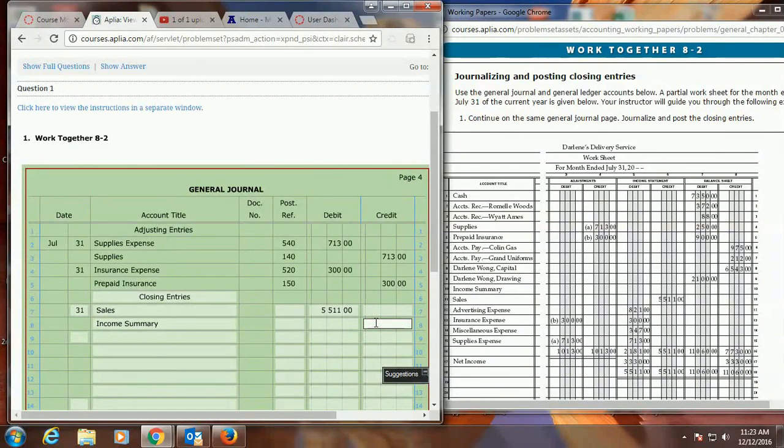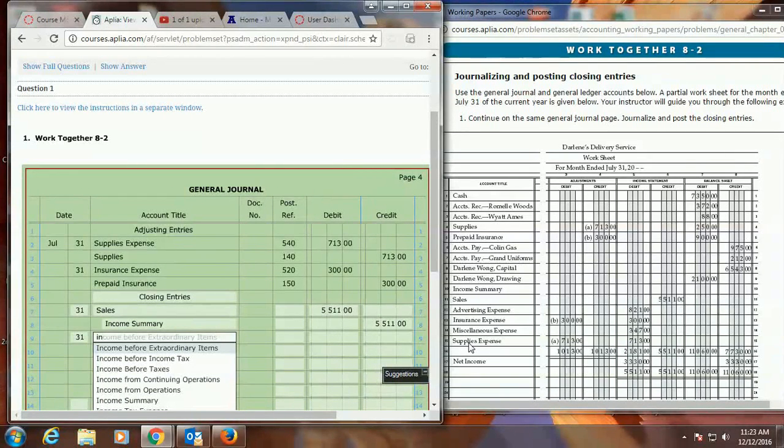And so we're going to do a debit to sales for $5,511, and then we're going to do a credit to income summary for $5,511. And that will actually zero out the balance in sales, so it has a zero balance, and we're ready for the next accounting period or the next fiscal period. So now we're going to close all of our expense accounts. They have debit balances, like advertising expense has a debit balance of $821. We're going to zero that out.